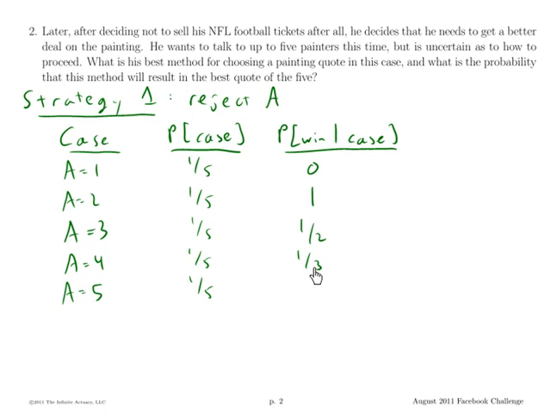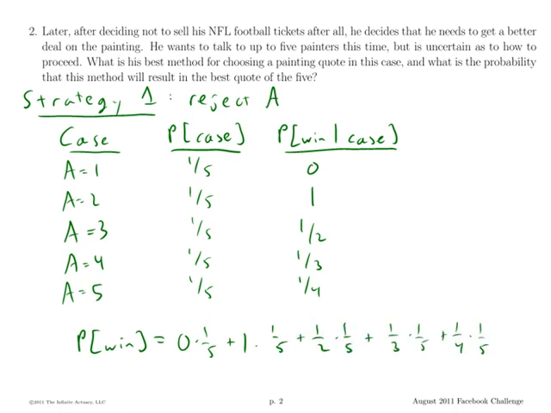And finally, if A is the worst bid, then I'm going to accept painter B's bid because it's guaranteed to be better. B's bid will be the best only 1/4 of the time. What does this give me as an answer? Well, now the probability that I win is 0 times the chance of being in the first case, plus 1 times the chance of being in the second case, a half times the chance of being in the third case, and so on. And when we add all this up, we get 25 out of 60.